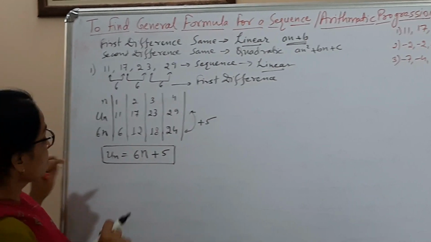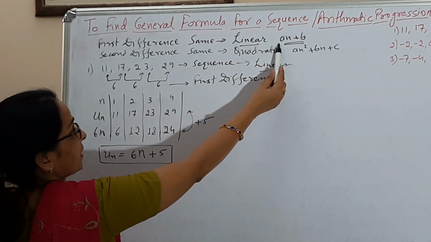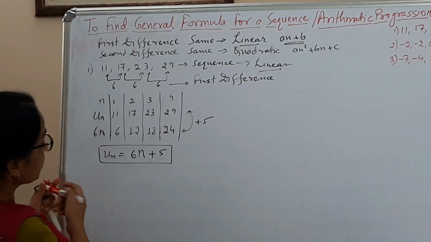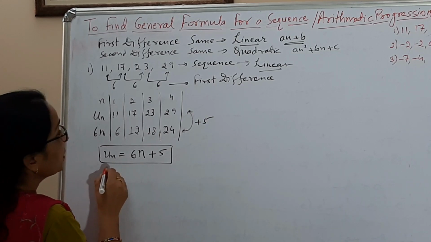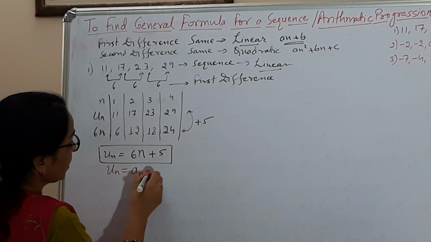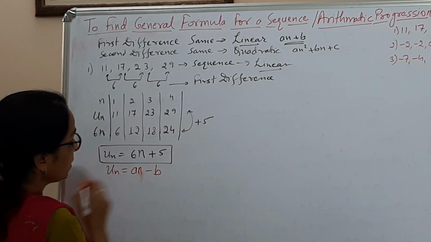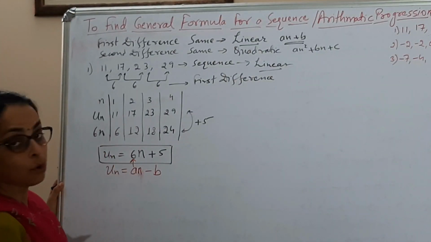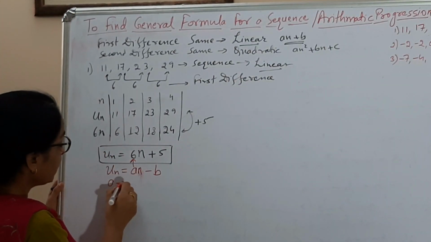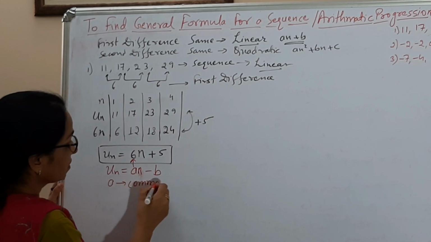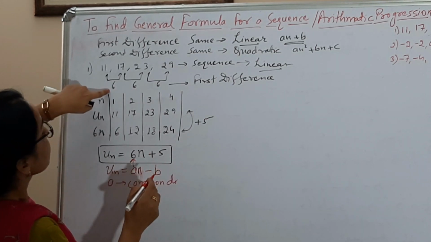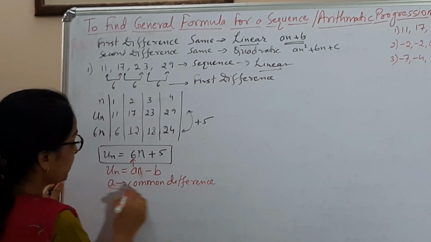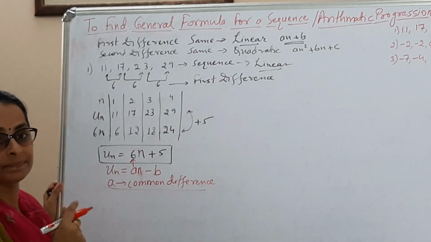Understood? So this is of the format an plus b. My a is what here? This is of the format un is equal to an plus b. So a is 6. It means that a is the common difference. Remember, a is the common difference, which was 6 here. I hope it's clear.